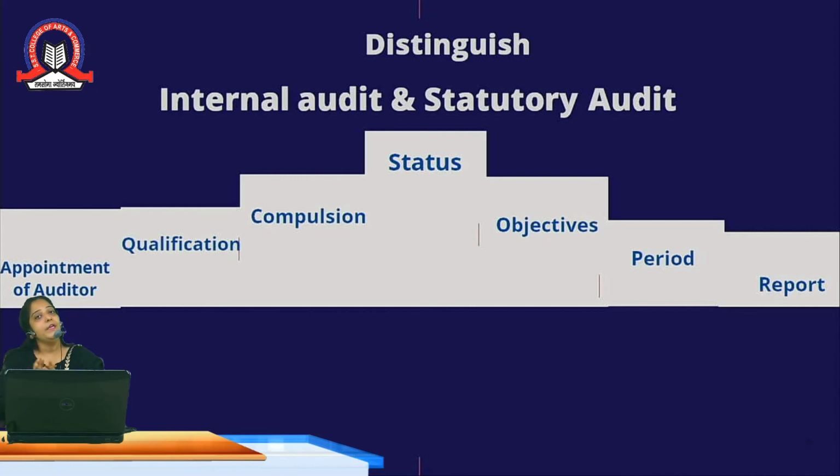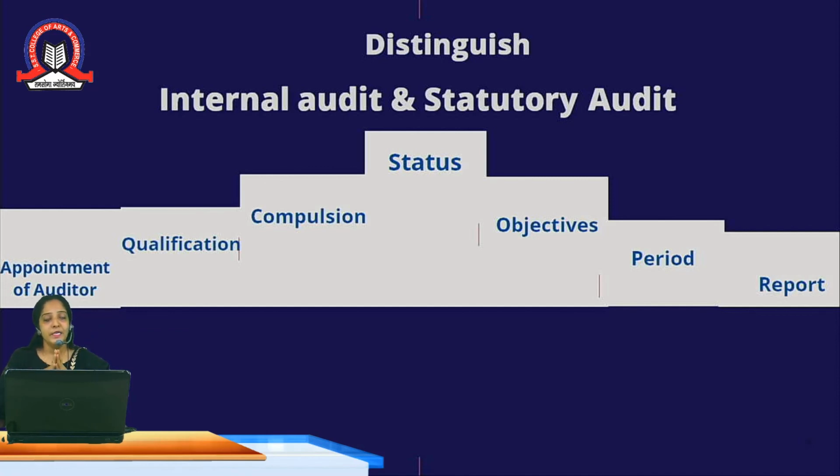Qualification: the statutory auditor must be a chartered accountant, but for the internal auditor, there is no compulsion for chartered accountancy. Further, compulsion: statutory audit is compulsory as per the statute, but it is not so in the case of internal audit. Status: the internal auditor may be an employee of the company, but the external auditor is an independent professional expert who does not have any kind of relation with any of the authorities of the company.